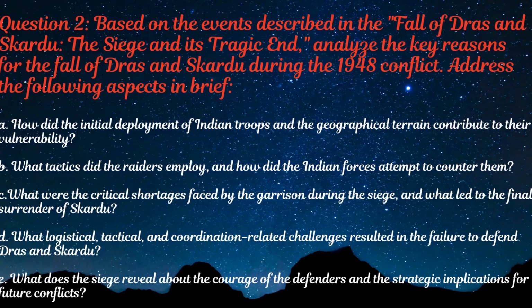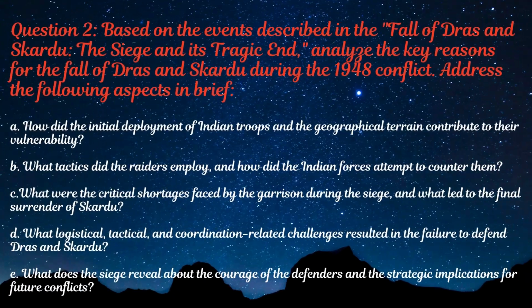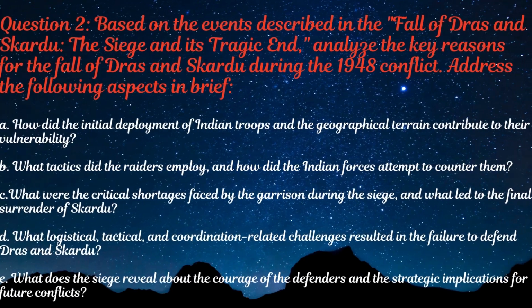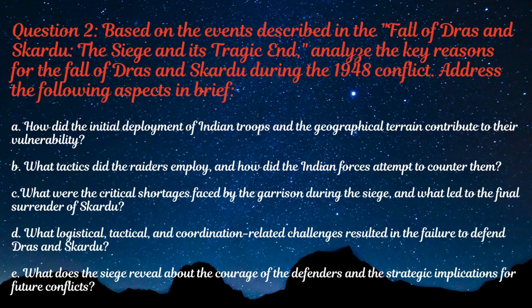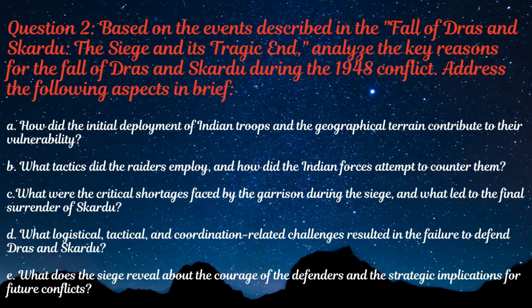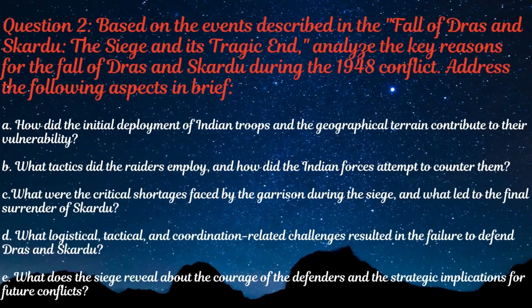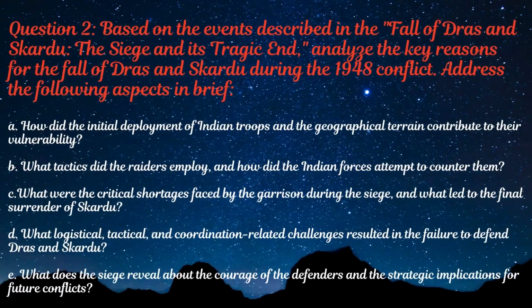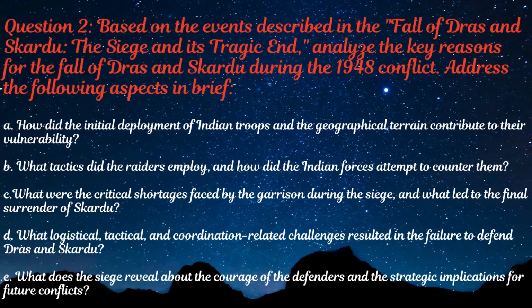B. What tactics did the raiders employ, and how did the Indian forces attempt to counter them? Raiders' tactics: ambushes, infiltration, and cutting supply lines weakened Indian defenses. Indian countermeasures: defensive positions at Gumri and Machhol were maintained, and Indian Tempests conducted airstrikes on July 2nd to 3rd, causing damage but failing to shift the momentum.